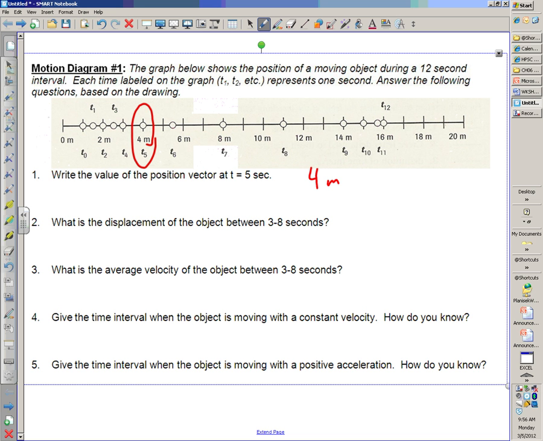We could either say it was 4 meters east, or 4 meters right, or positive 4 meters, because we said that position was a vector quantity. And vector quantities tell us what? Well, not necessarily how fast, but more generally what? Magnitude and direction.